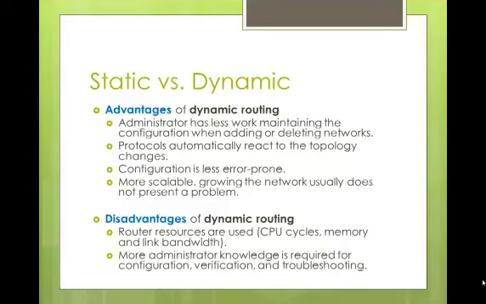Disadvantages of dynamic routing protocols are that the router resources are used. We have more CPU cycles, more memory, and more link bandwidth usage. So typically we need more powerful routers. More administrative knowledge is required for configuration, verification, and troubleshooting. When you get into the more advanced routing protocols such as EIGRP and OSPF, you have to have more knowledge about that routing protocol, and more knowledge on how to configure, verify, and troubleshoot it. Some of the easier ones like RIP don't require quite as much knowledge, but they're not quite as sophisticated either.